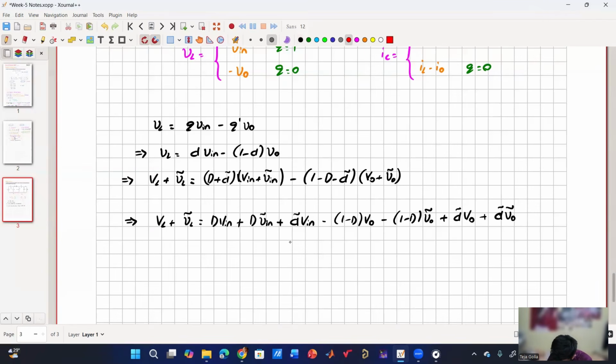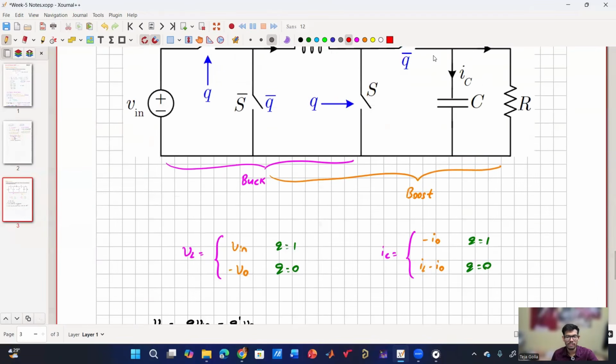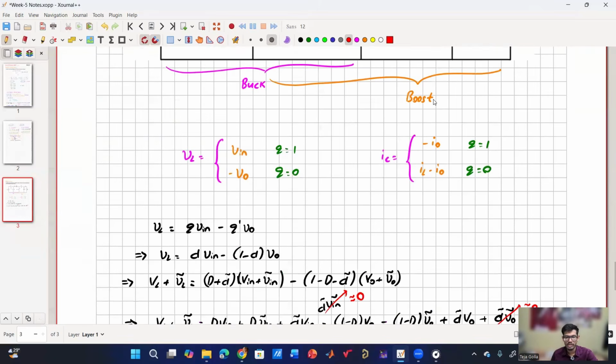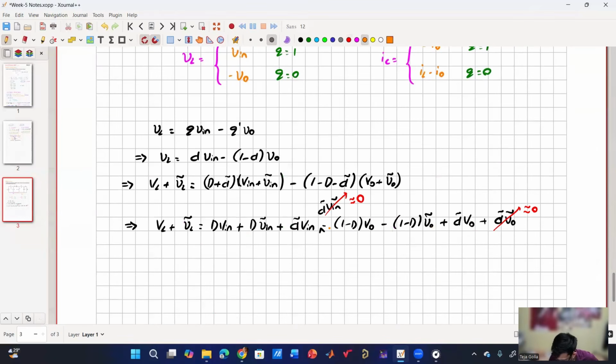I think here there is one term that I have missed, which is D tilde into Vin tilde. Since this is second order, I'm considering it 0, the approximation that we are doing. And if you see the DC values in a non-inverting buck boost, V0 is D by 1 minus D into Vin. If you substitute that, this DC value will also get cancelled. And you know that the average voltage of an inductor at steady state is 0. So this will also be 0. The other two will get cancelled out.